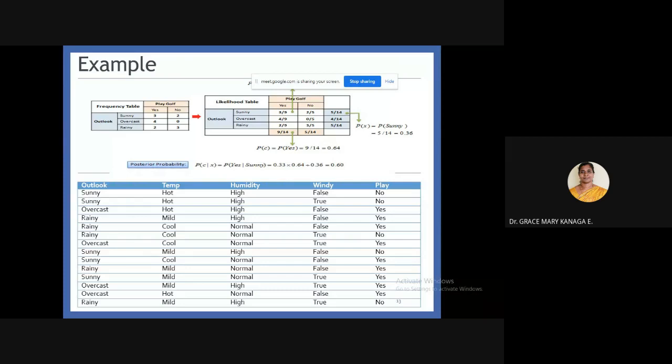Very simple. Please listen carefully and also note down these records and these tables, so that it will be easy for you to understand. Please note down these values. For this, we are just creating the frequency table.